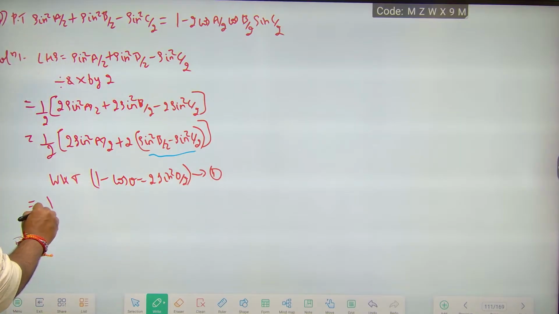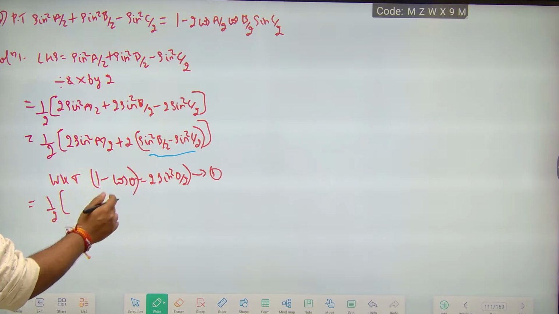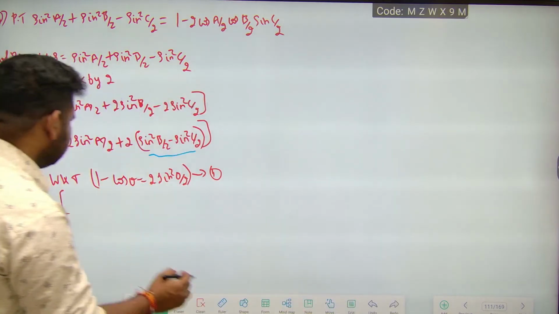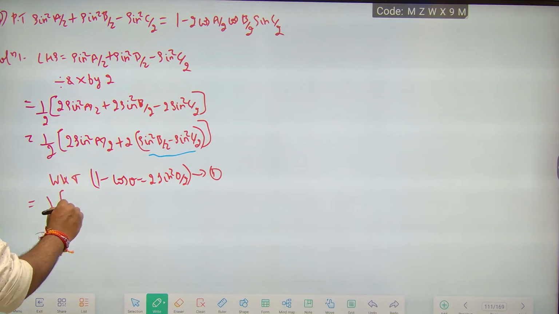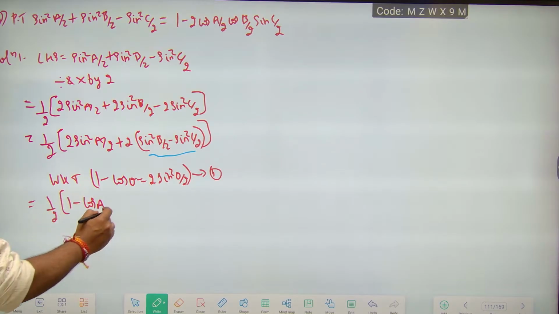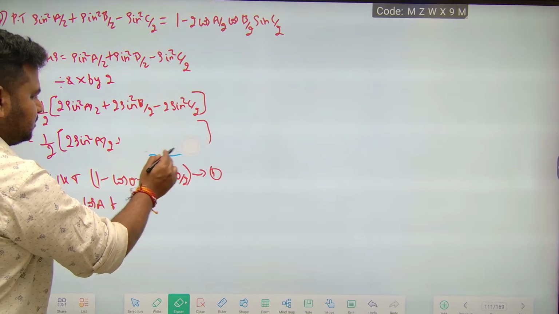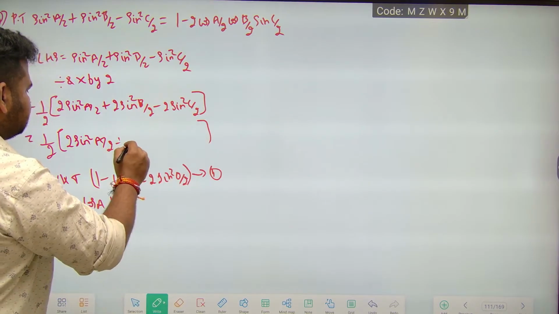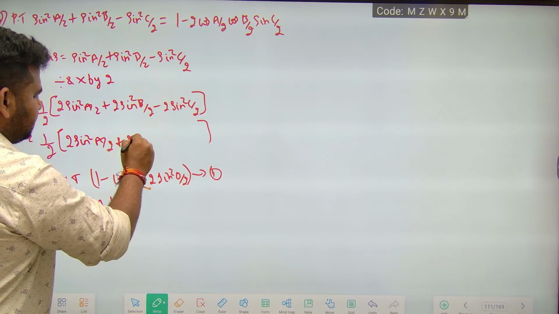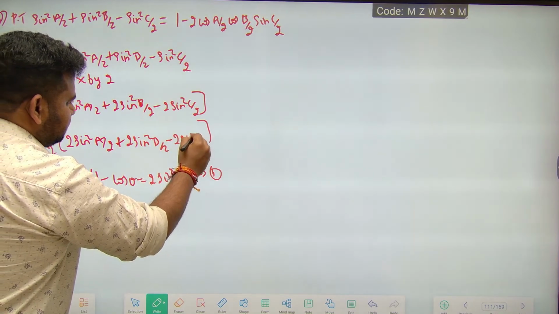So this can be written as what? 1 by 2 into 2 sin square A by 2, I can write it as 1 minus cos theta. Cos theta here is A, so 1 minus cos A. The half angle will become a normal single angle. No need to take this common here, directly I can write it. So this will become 2 sin square B by 2 minus 2 sin square C by 2. This is what I am having.